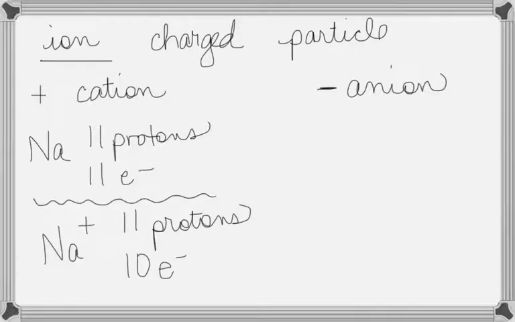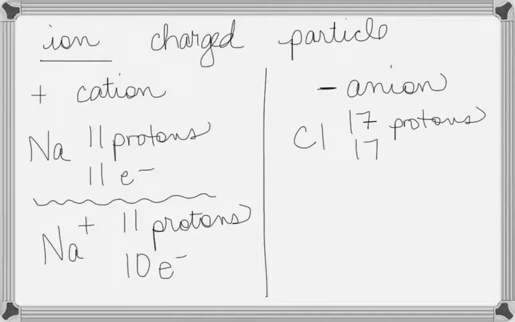That's the only thing you can change, because if you change the number of protons, you're changing the identity of the atom. Now, let's look at anions. Chlorine. How many protons, how many electrons would a neutral atom of chlorine have? Yes. It would have 17 protons and 17 electrons.